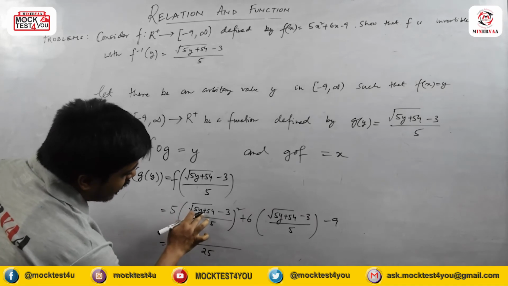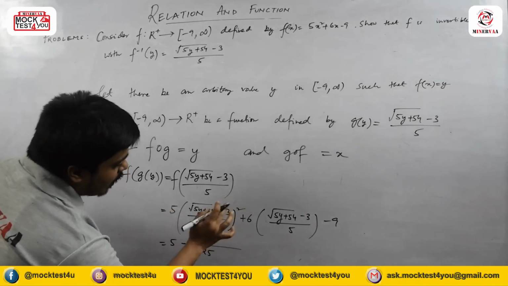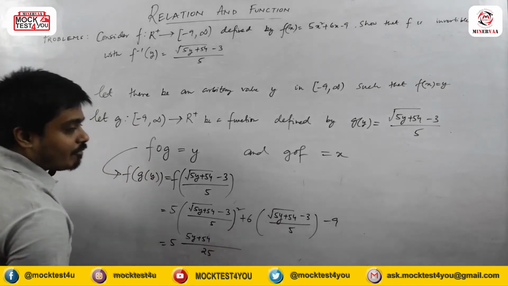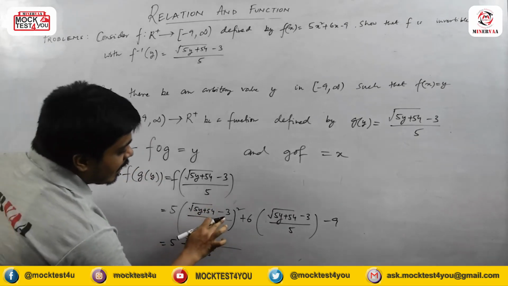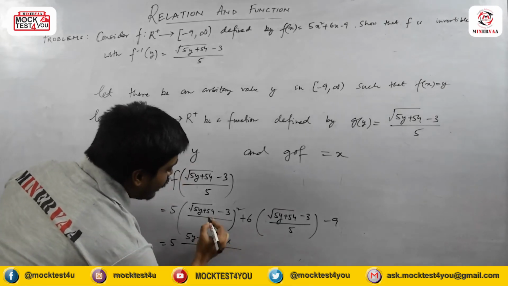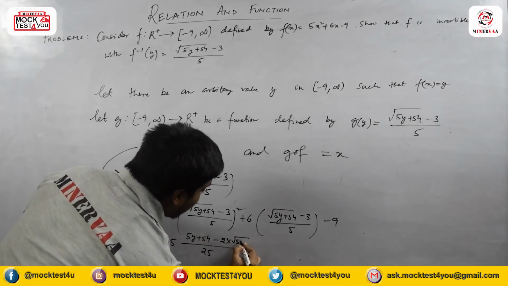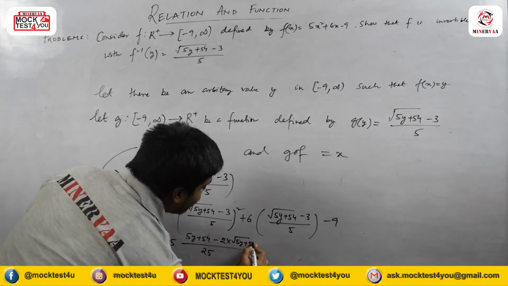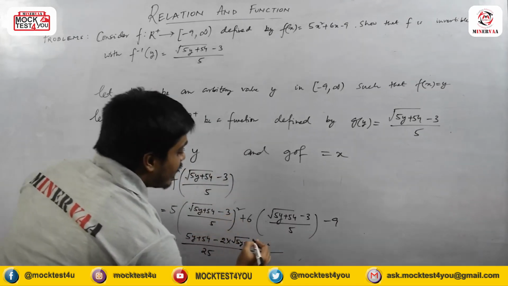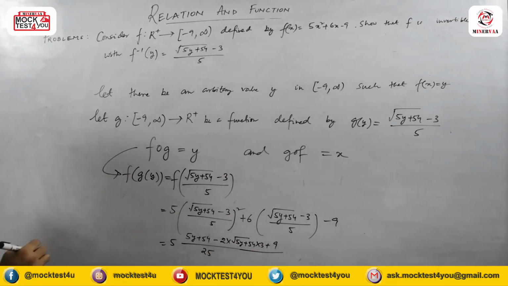So I get a square. Now a square will be what? The square root and square will go away. I have 5y plus 54. Then minus 2 into root over 5y plus 54 into 3. Then plus 3 square is 9.